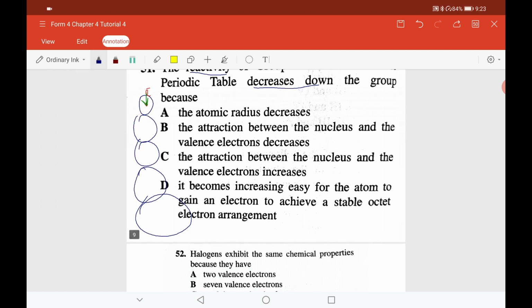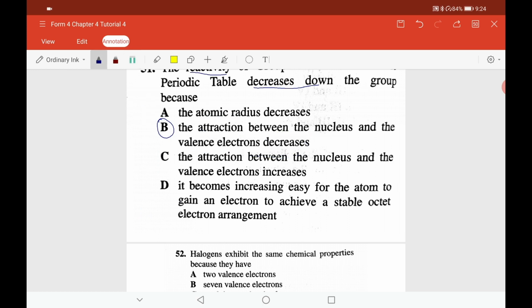So how are we going to choose the answer here? The answer is B. The attraction between the nucleus and the valence electron decreases. Going down the group, the electron is far away from the nucleus, so the nuclear attraction becomes weaker, so the attraction decreases. So the answer is B. B is the best answer in this question.